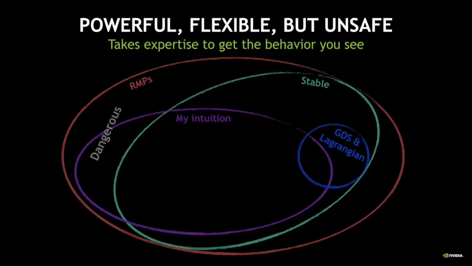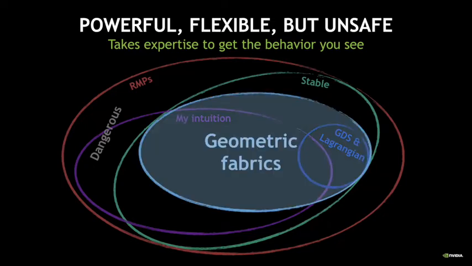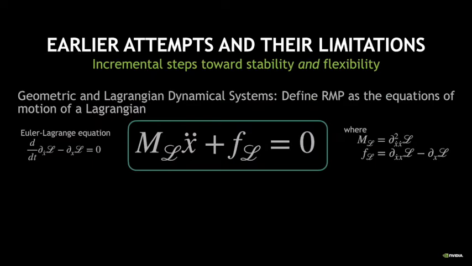The main content of this talk is trying to grow beyond that. And what we have now is what we call geometric fabrics, which I think capture a much broader class of stable RMPs and capture a lot of the intuition that I've had in the past in designing these for specific demos and stuff. So we'll go into that in more detail. But first, let's take a quick look at our earlier attempts and what their limitations actually are.